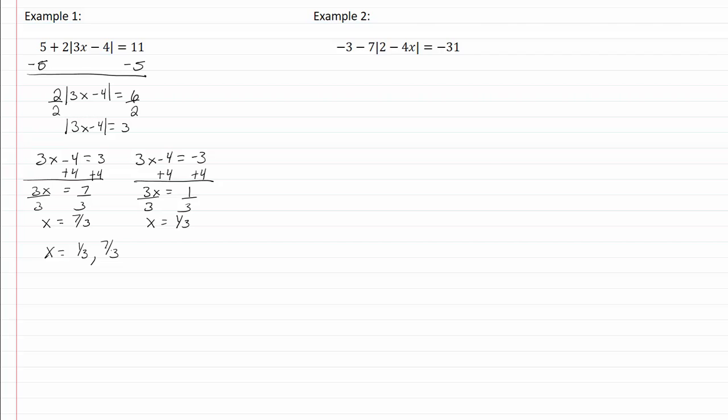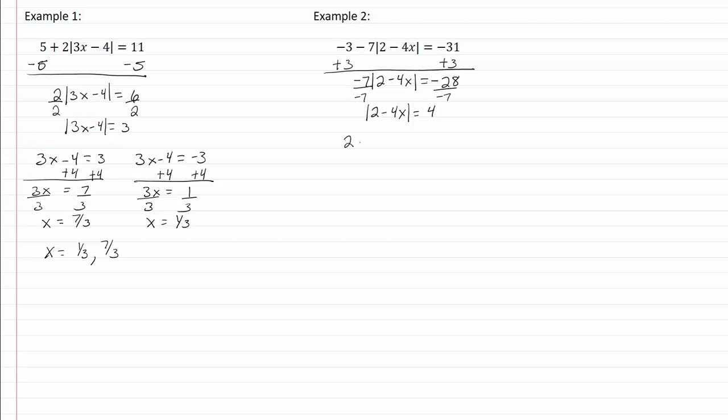Let's take a look at example 2. Again, I need to get the absolute value by itself first, so I'm going to add 3 to both sides. Always do the addition and subtraction part first. We now have negative 7 times the absolute value of 2 minus 4x equal to negative 28. Divide by negative 7 on both sides. And we now have the absolute value of 2 minus 4x equal to a positive 4.